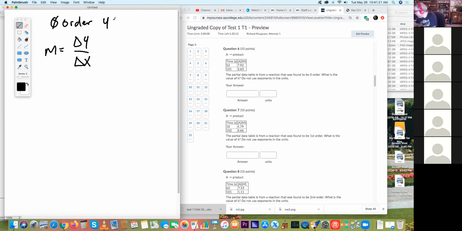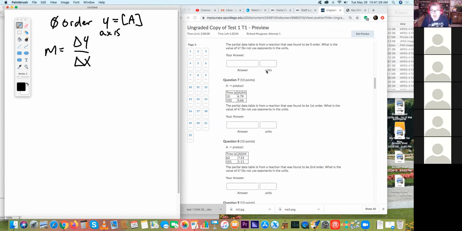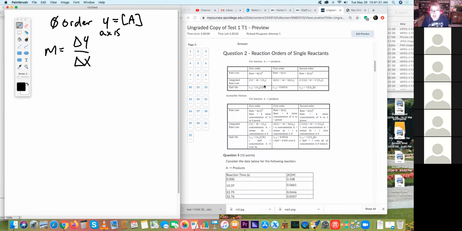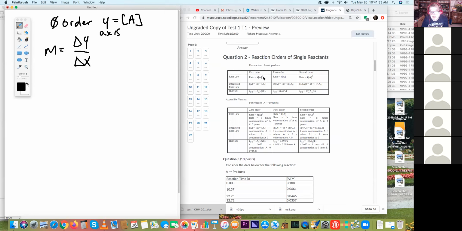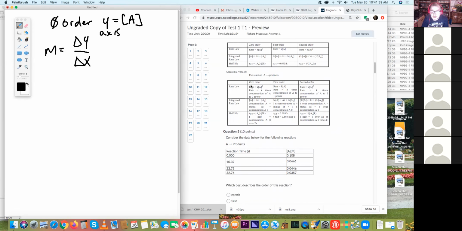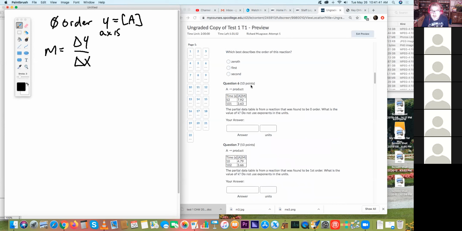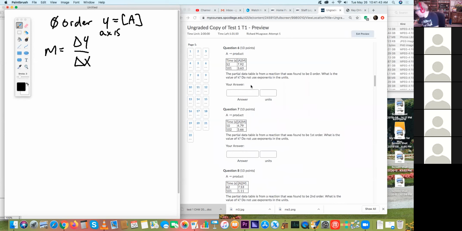Zero order means that the Y is essentially A, and that's the Y axis. Now, how do I know that? Well, I know that because of the table up here, see? So for zero order, Y is A, right? That's what I want you to focus on. So for something like this, it's not going to be that difficult then.